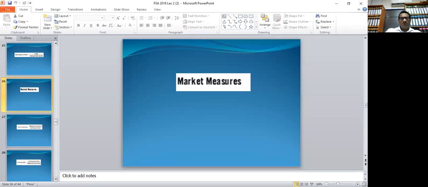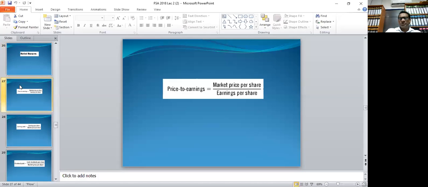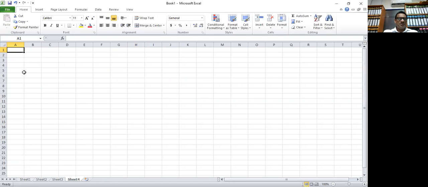Then we'll come to market measures, ratios with regard to market prices, right? Price to book value or price earnings ratio. How do we calculate? I will take a different Excel sheet here. Price earnings is basically MPS over EPS, market price per share over earnings per share.